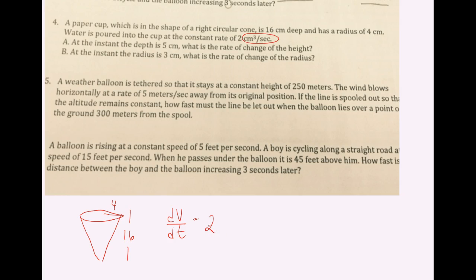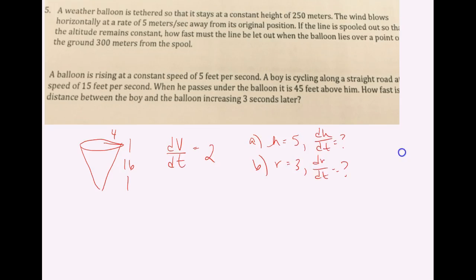Okay, so let's look at what it's actually asking for. Part A is going to ask when the depth is 5, and I'm going to call that h. When the height is 5, what is the rate of change of the height? So what is the dh/dt? And then part B wants us to find when the radius is 3, what is the rate of change of the radius? So this is what my brain read out of that problem.